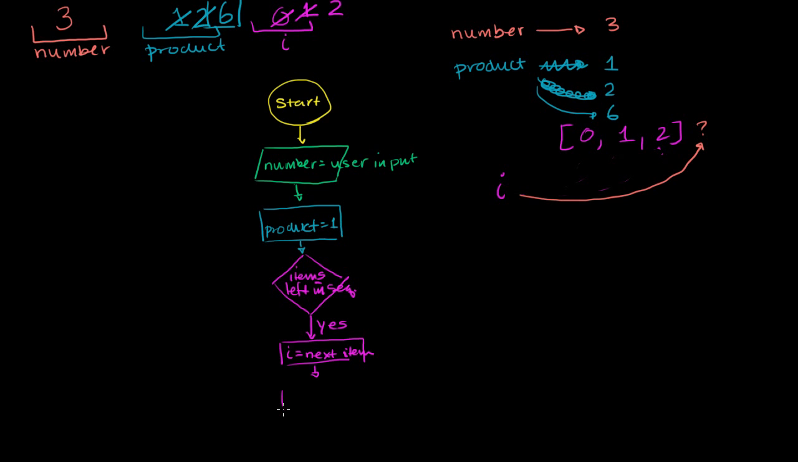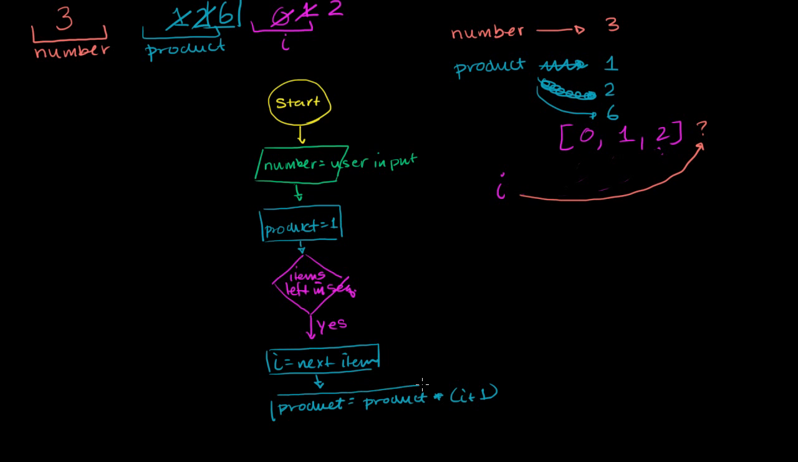If there are items in the sequence, then i is equal to the next item. That's one operation we do. And then we reset product. We reassign product to be equal to what the former value of product was, times i plus 1.